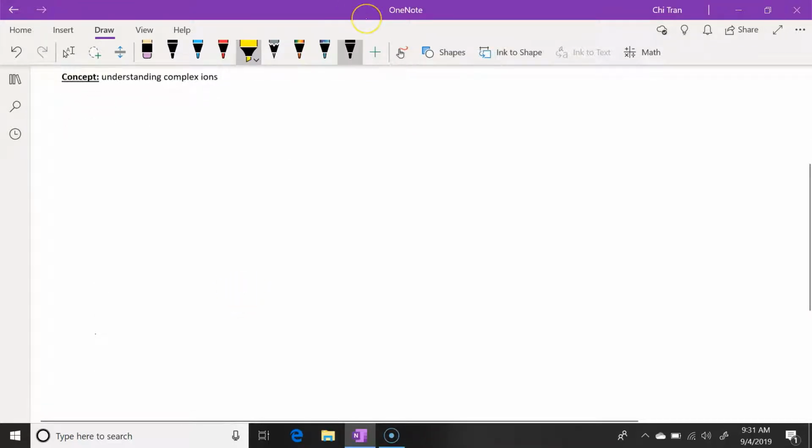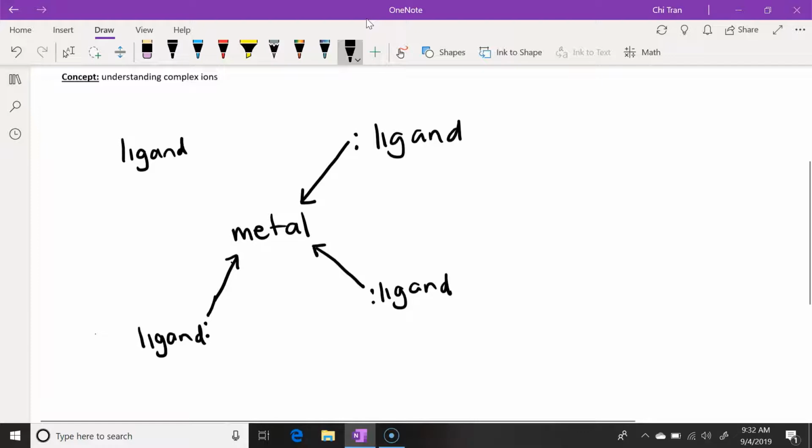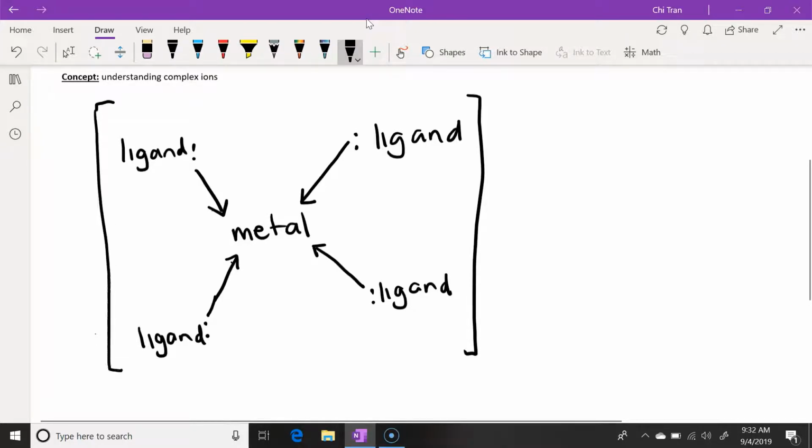So complex ions, there is a metal and a ligand. And a ligand will have one lone pair of electrons, which is used in a coordinate bond between the ligand and the metal. And the direction of the arrow shows that both electrons in the lone pair is used in the bond. And so there's usually multiple ligands that is bonded to one metal, forming what is called a complex ion. And this is usually shown in square brackets.